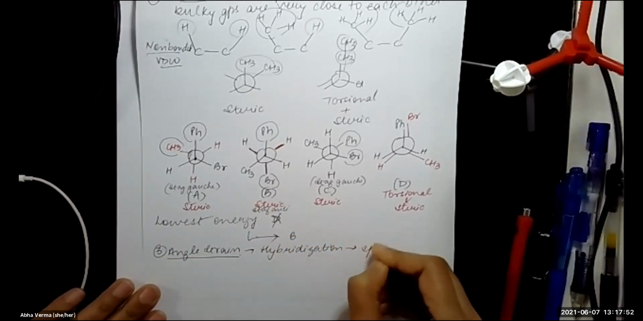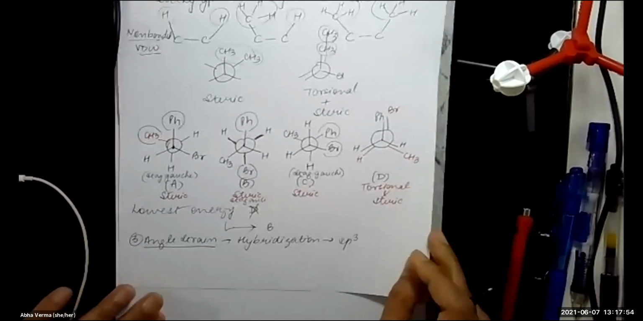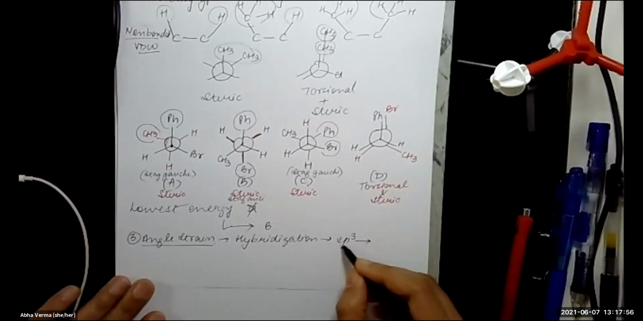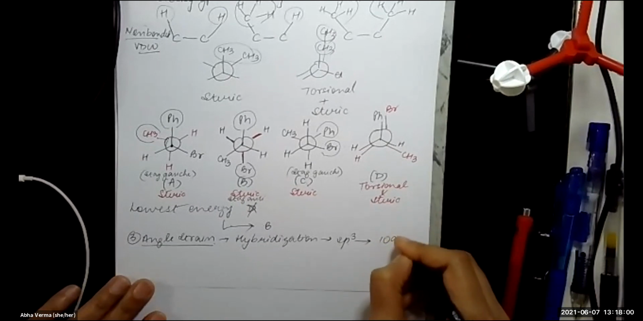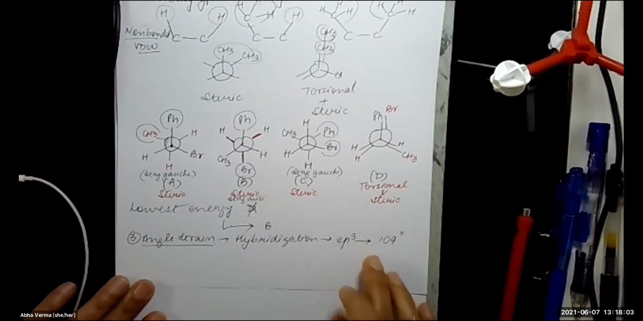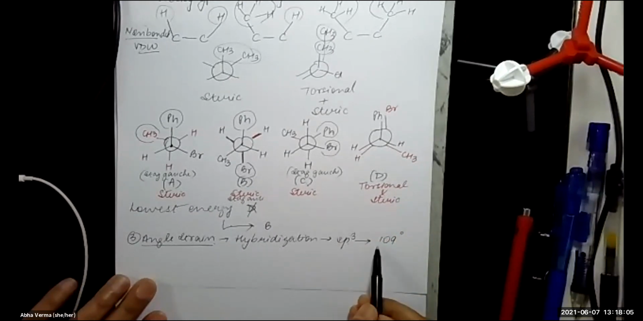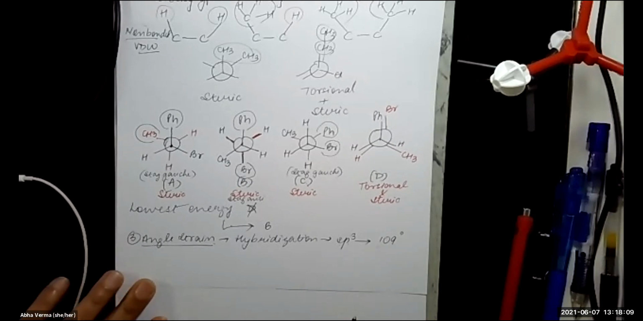And let's just look at sp3. What is the bond angle associated with sp3 atoms? 109.5. But for our ease or convenience, we'll just look at 109.